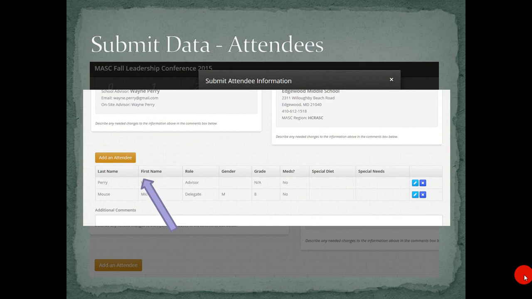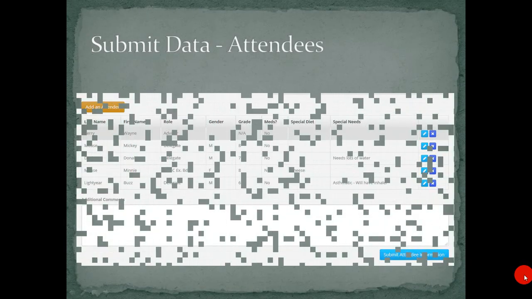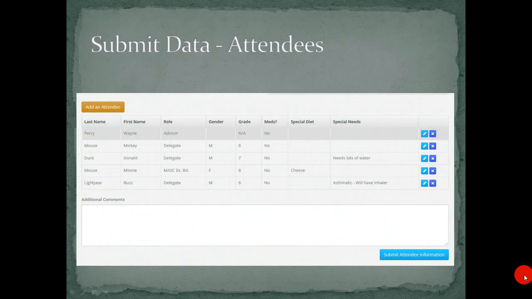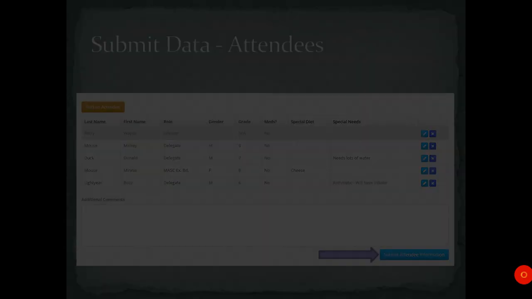I have 4 more people attending, so I will hit the blue Add an Attendee button each time until everyone is listed. Now the advisor and the entire delegation from my school is listed. If I have made any errors, I can click an Edit button to make corrections. If I mistakenly listed someone who is not attending, I can easily delete them. When everything is correct and I've made any needed comments, I click on the Submit button.